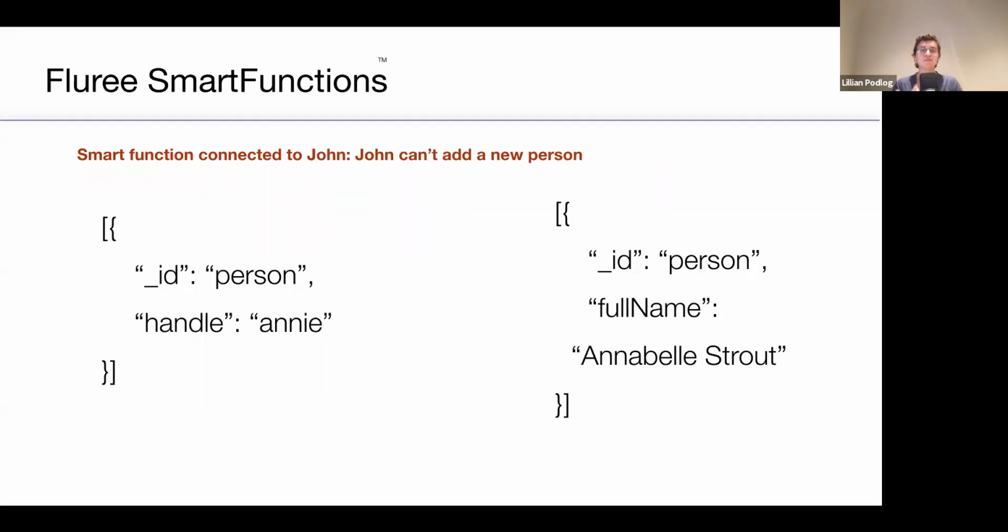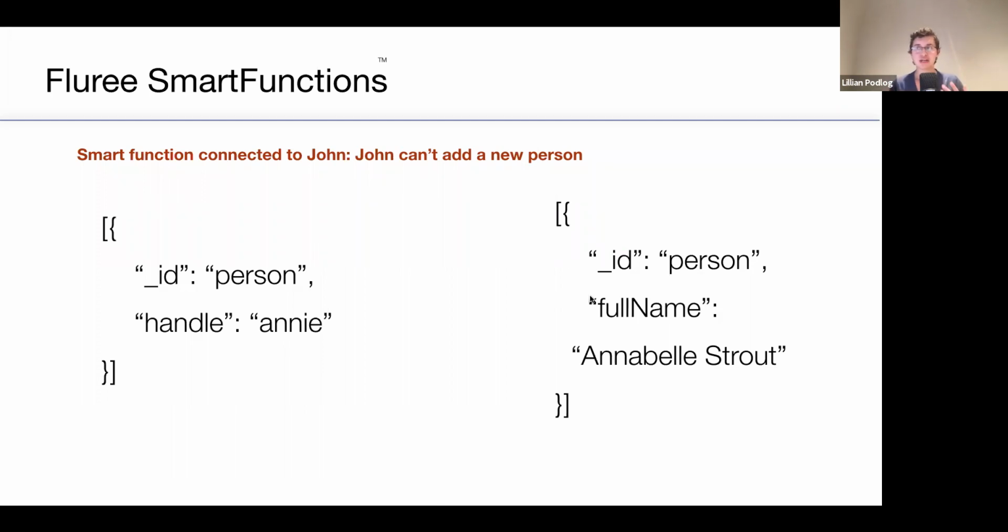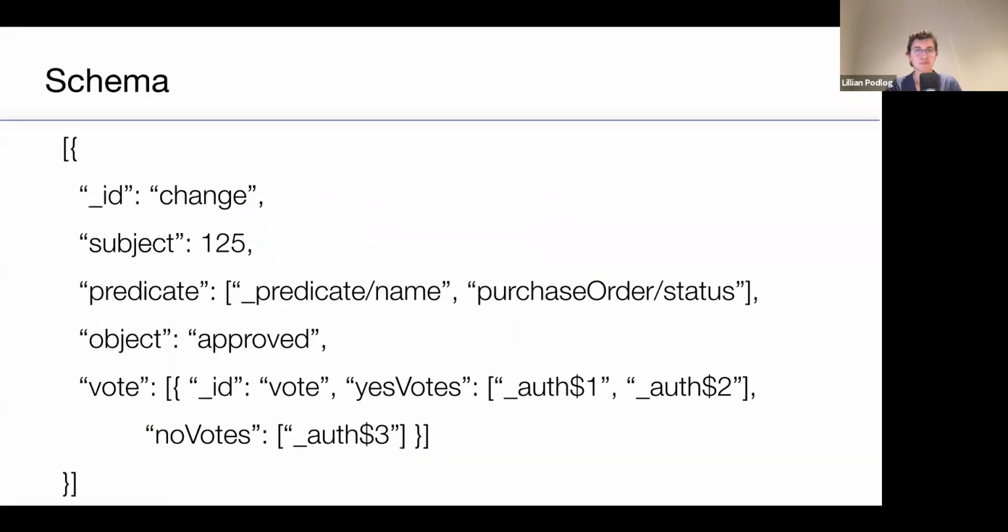Okay, and then finally, smart functions can be attached to a person. So we can have a smart function connected to John, and it says John can't add a new person. So we have a transaction on the left adding a new person, Annie, and we have a transaction on the right adding a new person, Annabelle Strout. And those transactions may or may not be valid, but if John submits them, they're never going to be valid. If Lainey submits those transactions, then those transactions are valid, if there are no other smart functions that are happening there.